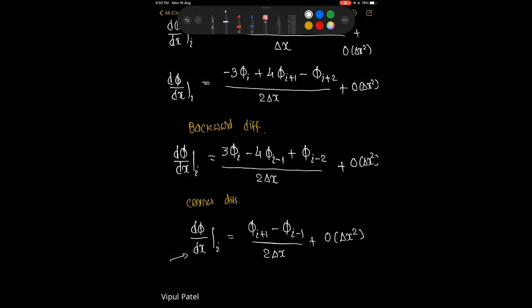So these are the three formulas with which you can maintain the second order consistency. For example, you can use the central difference approximation for the central nodes, and either the forward or backward difference approximation for the boundary nodes, and you can maintain the second order accuracy.